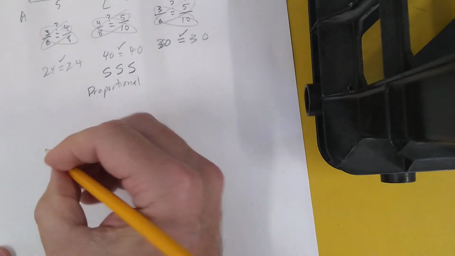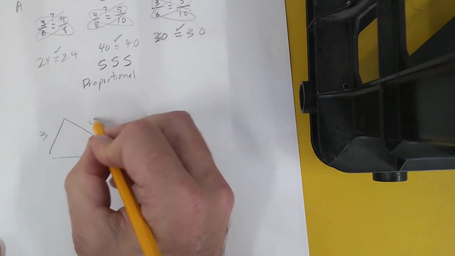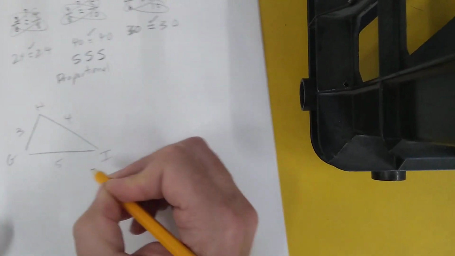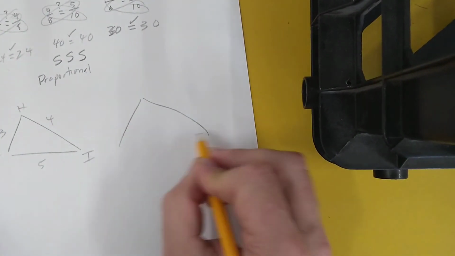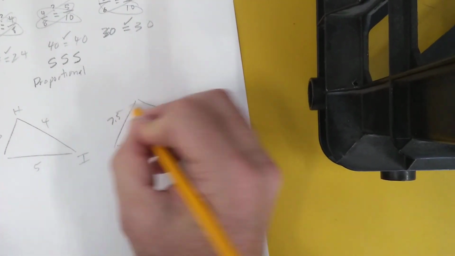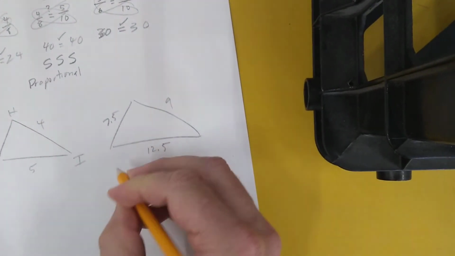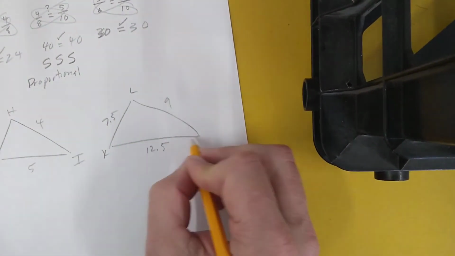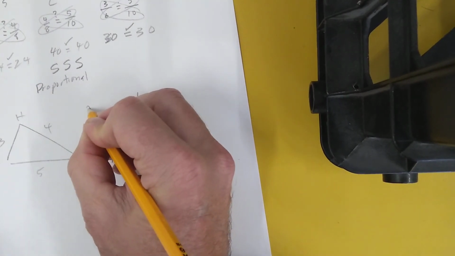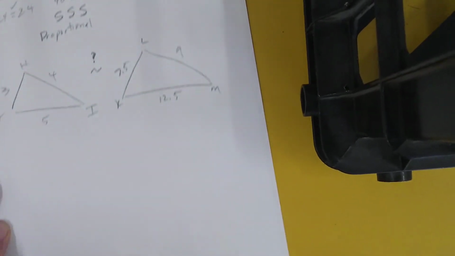Let me show you one more. Let's try that one more time. So I'm going to start with my 3, 4, 5 again. And I'm going to call this G, H, I. And make another one. I'm sorry, the triangles are terrible. Let's get a little tricky. 7.5, 9, and 12.5. Okay? And we'll call that K, L, M. And I'm trying to figure out if those are similar. So that's my little symbol with a question mark over it.